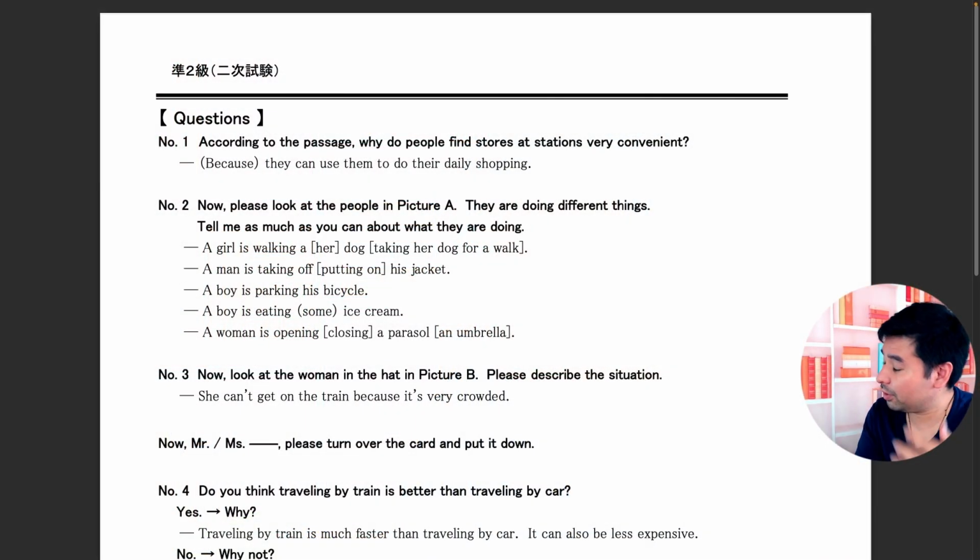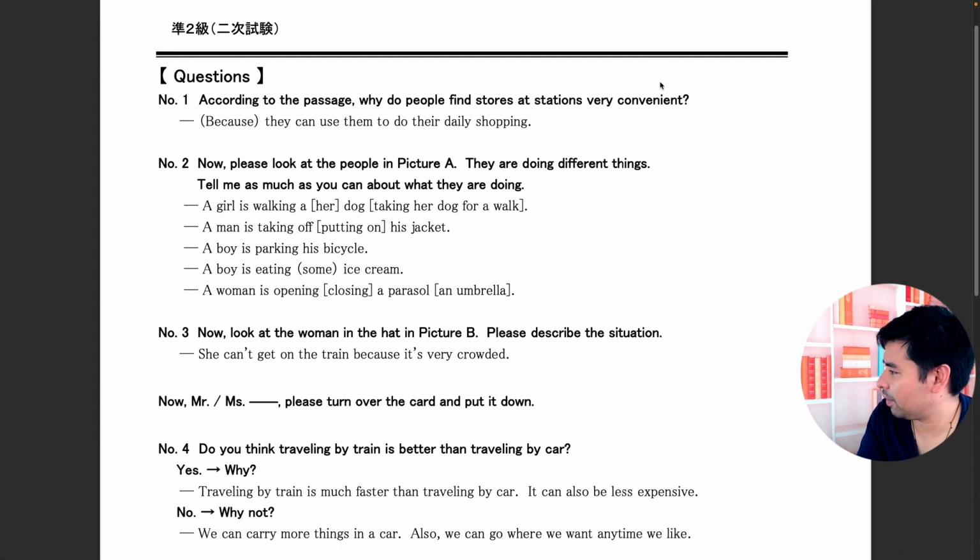Okay, so we have this one here. Let me share that with you. For example, questions here. According to the passage, why do people find stores at stations very convenient? Of course you can use what you have read, and also you can use your own example. But follow your paper, follow what you have read on the paper. That's the safest way. We have a sample answer here: because they can use them to do their daily shopping. And then he goes to the second part.